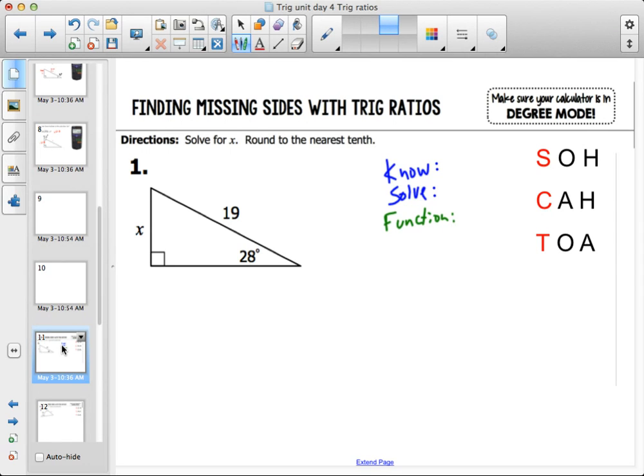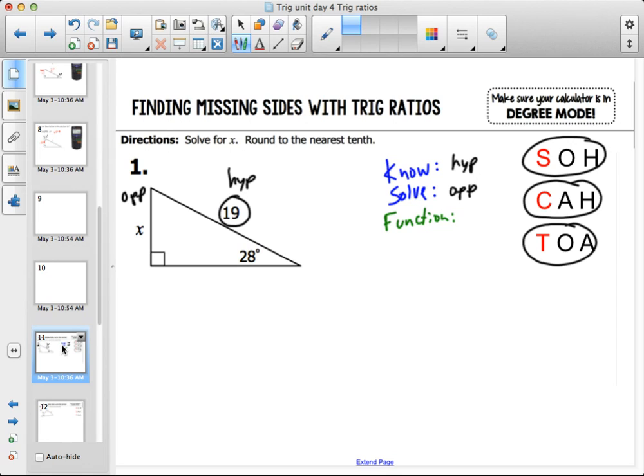With this given triangle, we know the side length that is the hypotenuse, and we are trying to solve for the side length that is opposite. That tells us that if we know the hypotenuse and we're trying to solve for the opposite side length, the function we'll use is either the sine, the cosine, or the tangent. Well, the one that contains opposite and hypotenuse is going to be the sine function.